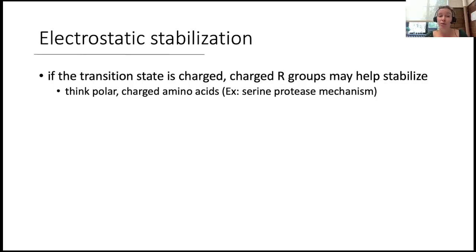Well, in the serine protease mechanism, for example, we had a transition state, that tetrahedral intermediate, with a negatively charged oxygen. So the mechanism was stabilized by some R groups that were performing hydrogen bonding or ion dipole interactions with that negative charge. We also just saw charge stabilization in the carbonic anhydrase mechanism with the zinc ion.